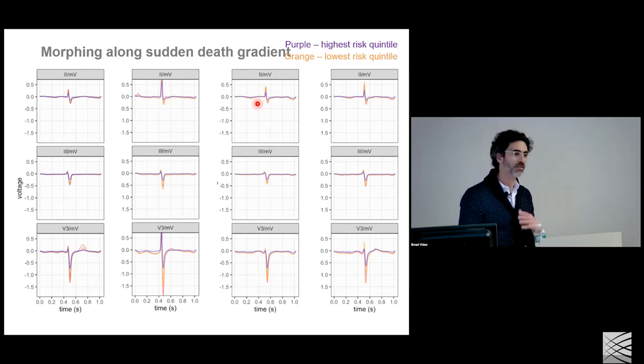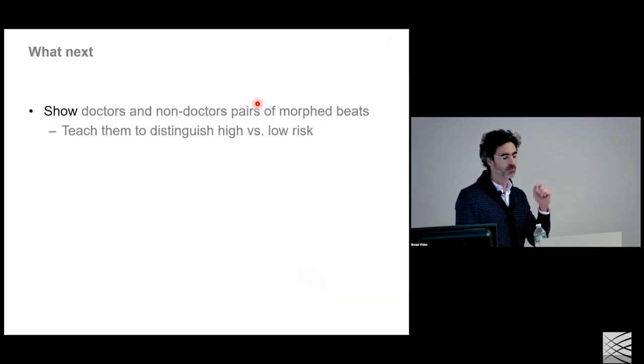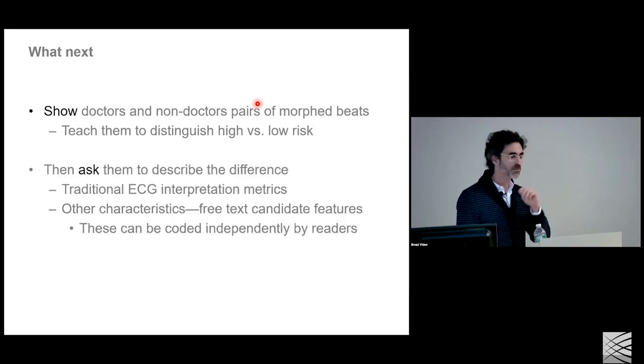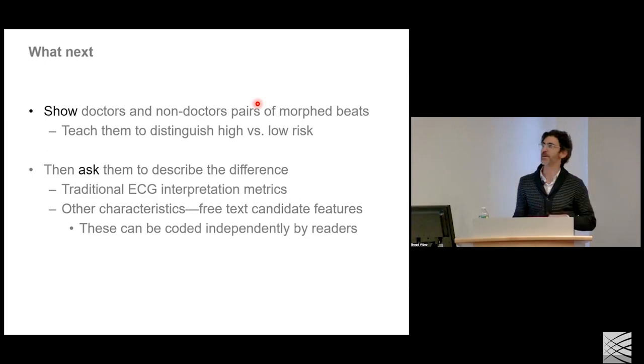So that's a morphing in the direction of higher or lower risk. What next? We're going to show doctors and non-doctors a bunch of these, and we're first going to train people to be able to distinguish which ones the model thinks are high risk and which are low risk. So there's a training step. And then we're going to get people to interpret the ECG, both along the traditional things that we look for in ECGs, but also in a free-form way. It's like I was attempting to do earlier: everything's just a little flatter, or maybe this thing is rotated, maybe this thing is twisted, who knows? But just describe it.